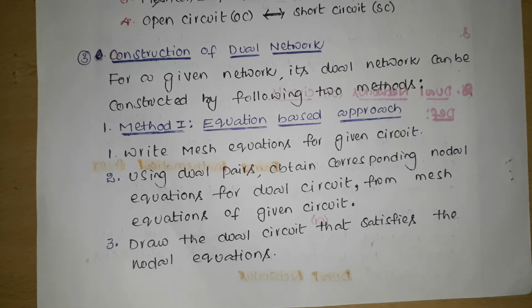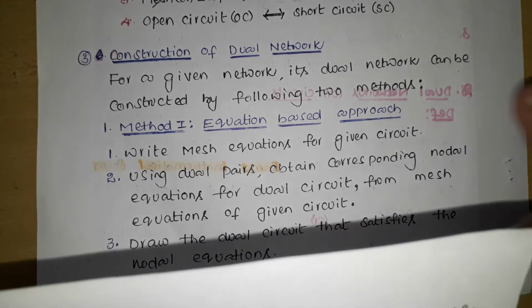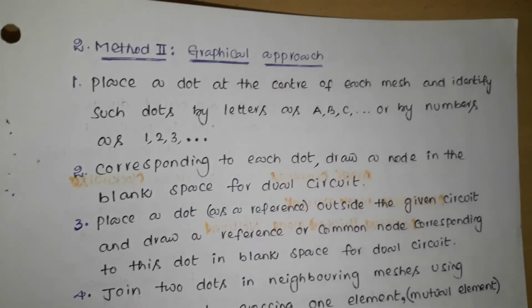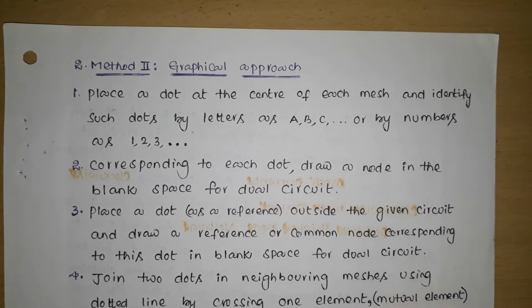So here, after getting the nodal equations, we have to draw the circuit for those nodal equations, which is the dual circuit for the given circuit. So this is one method, and the second method is the graphical approach, which in general we follow.